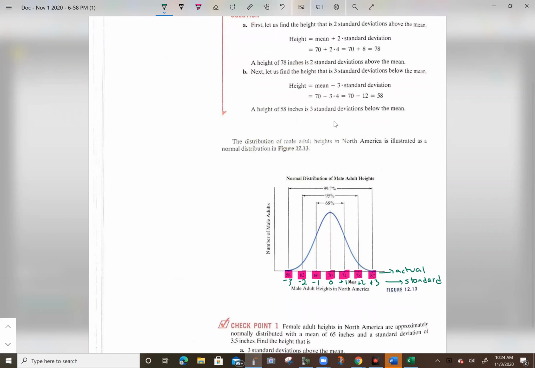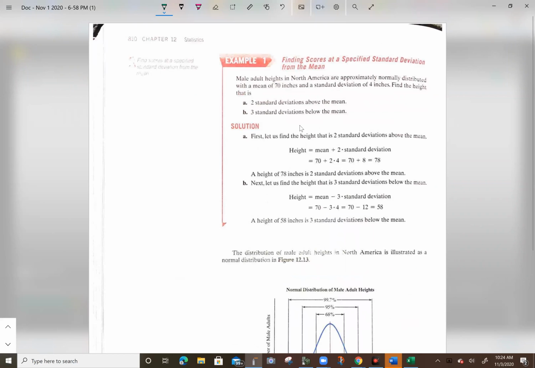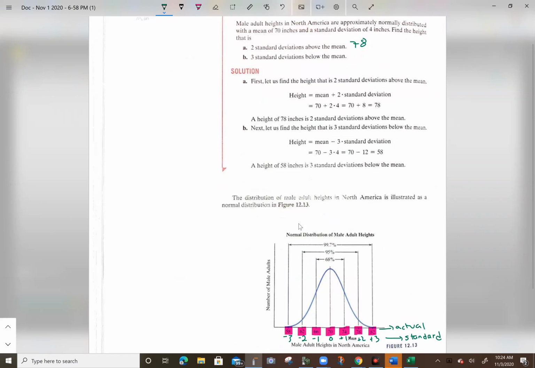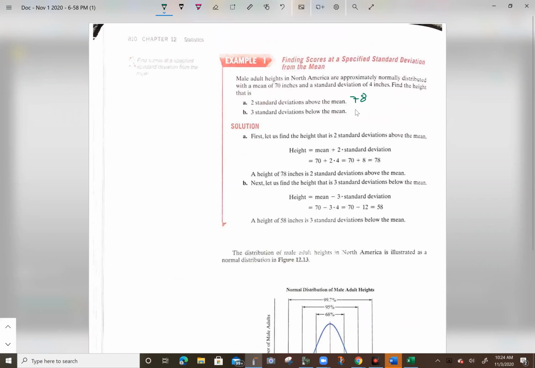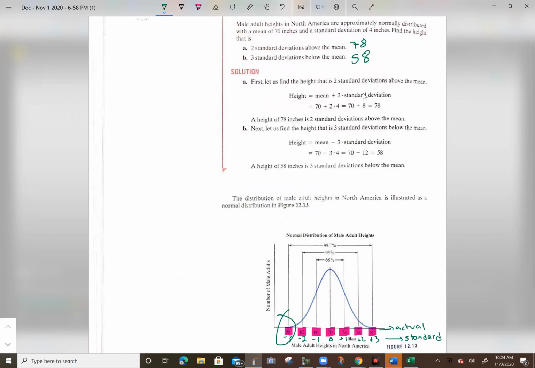Okay. So this question says, find the height that is 2 standard deviations above the mean. Well, we did that. That was 78. And 3 standard deviations below the mean was 58. And I just did it by marking up the graph. They did it by math. If you want to see how they did it, simply read through the solution.